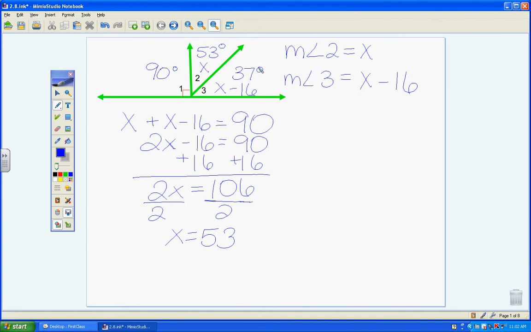To be 100% sure that we are correct, we should add 90 plus 53 plus 37. And what should our total be? 180 because we have a straight line. Pretty straightforward. Okay, let's look at one that's a little bit different.